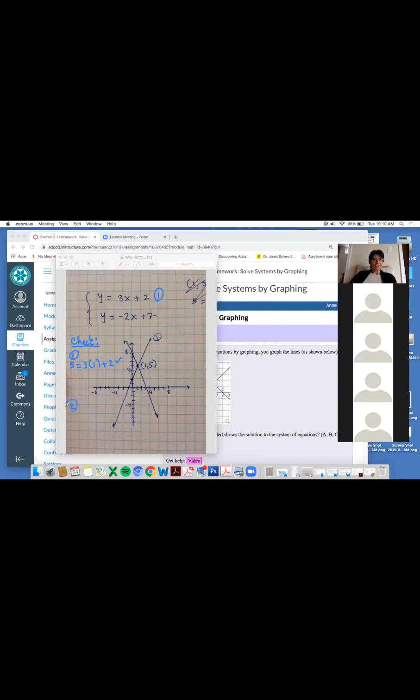I'm going to check it in the second equation. Again, y is 5, and then -2 times 1 plus 7. That gives me -2 plus 7, which is 5. So 5 equals 5. That also checks out. So this is the solution right here. All right, any questions on that problem? We're good? All right.